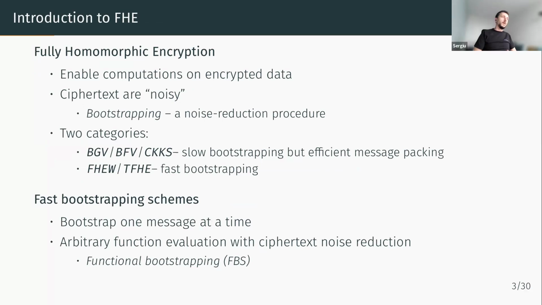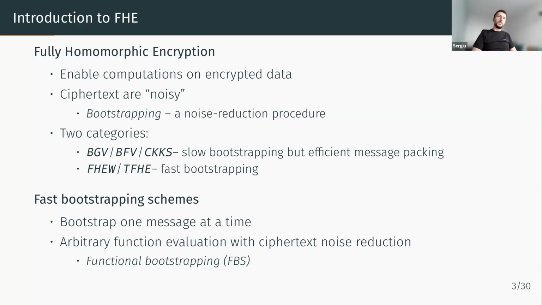So what is fully homomorphic encryption? As the majority of you know, fully homomorphic encryption is an encryption technique which allows to perform computations on encrypted data. The ciphertexts are noisy in these schemes by construction, and we need a noise reduction procedure in order to reduce the noise in the ciphertext and to be able to continue the computations. And this procedure is called bootstrapping.